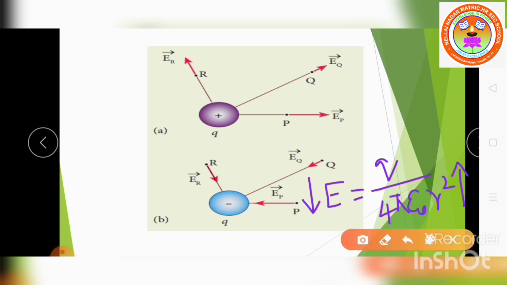If you see this diagram, the points P, Q, R. If you see the distance, P is at a very short distance. So the strength or magnitude of the electric field at the point P is stronger than at the points Q and R, because the distance is lesser. The point P is closer to the charge. Understand?